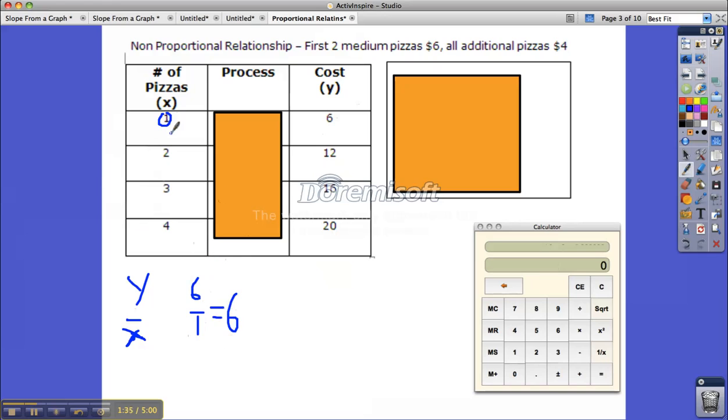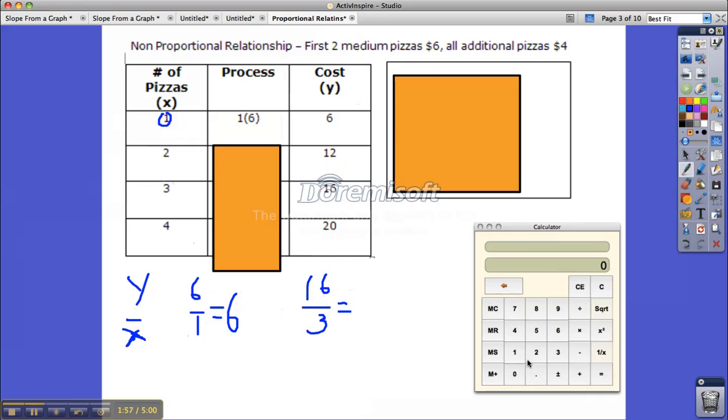So to get from 1 to 6, I could just do times 6. Well, let's go down to for 3 pizzas and check that constant of proportionality. Remember, if they're the same, that means they're equivalent rates. That means they can be really proportional. So if I did 16 over 3, that's my y value over my x value. And I can type that in my calculator. We want to get that down to for 1 pizza. So we would divide by 3 and divide by 3.